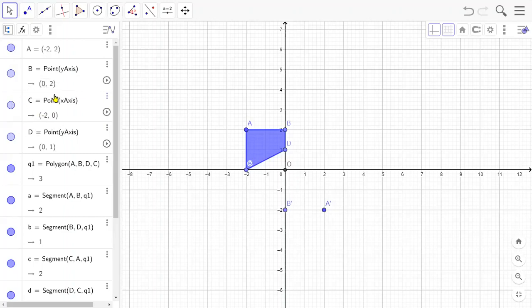Okay, and let's do the same thing for the point C. And here the point C is 0, minus. Okay, Swastika, what is the coordinate of point C?